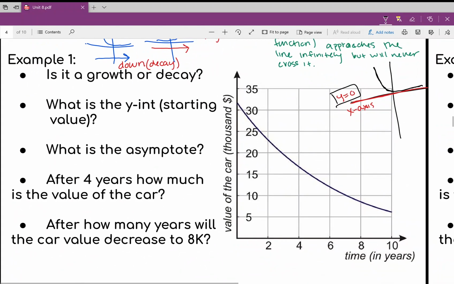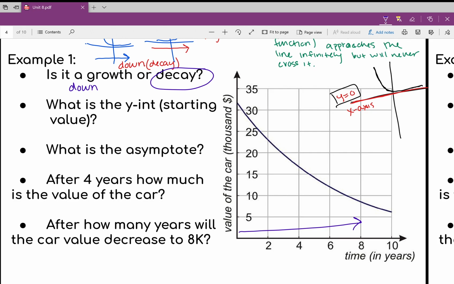Example 1 is looking at this graph here. And in this graph, it first wants to ask us if it is a growth or a decay. So remember, we read it from left to right, and we look at the line. Is that line going down or is it going up? It's going down, so it must be a decay.